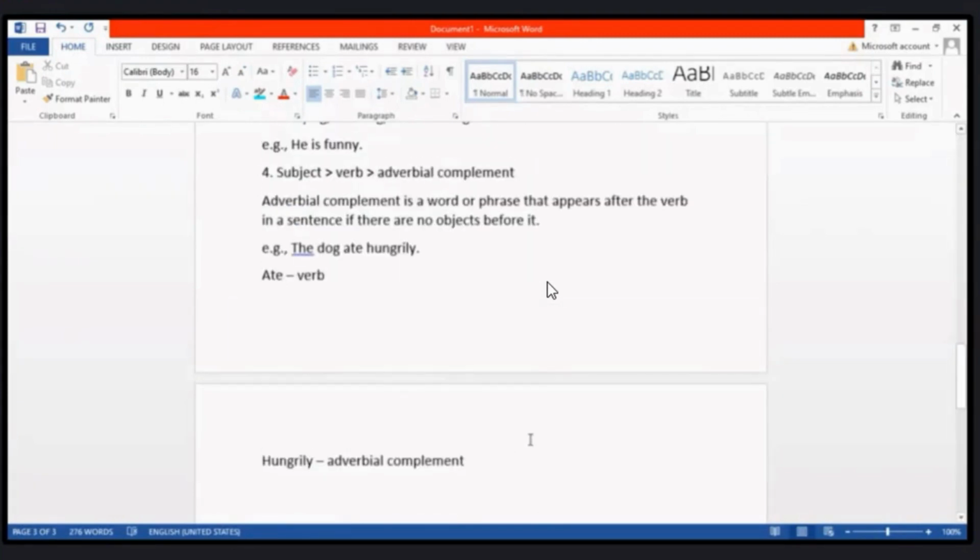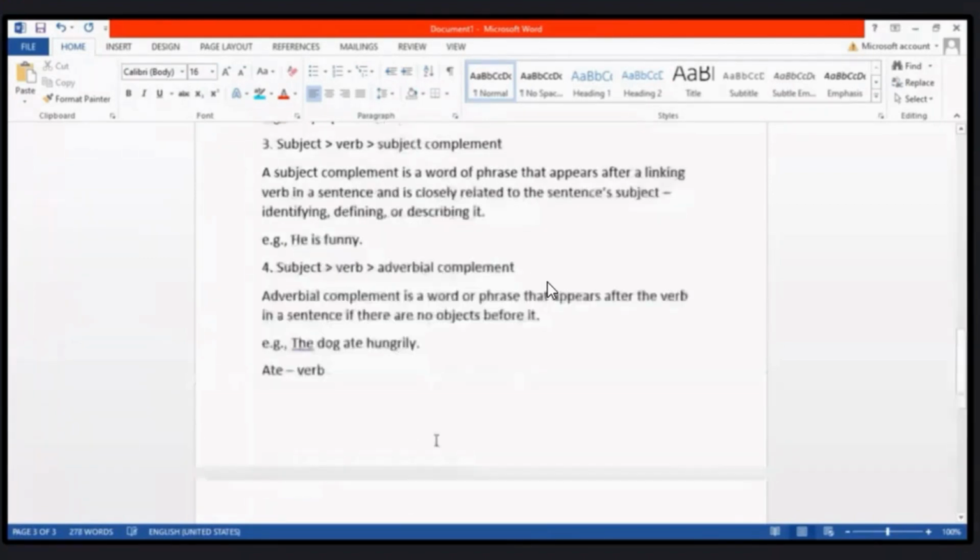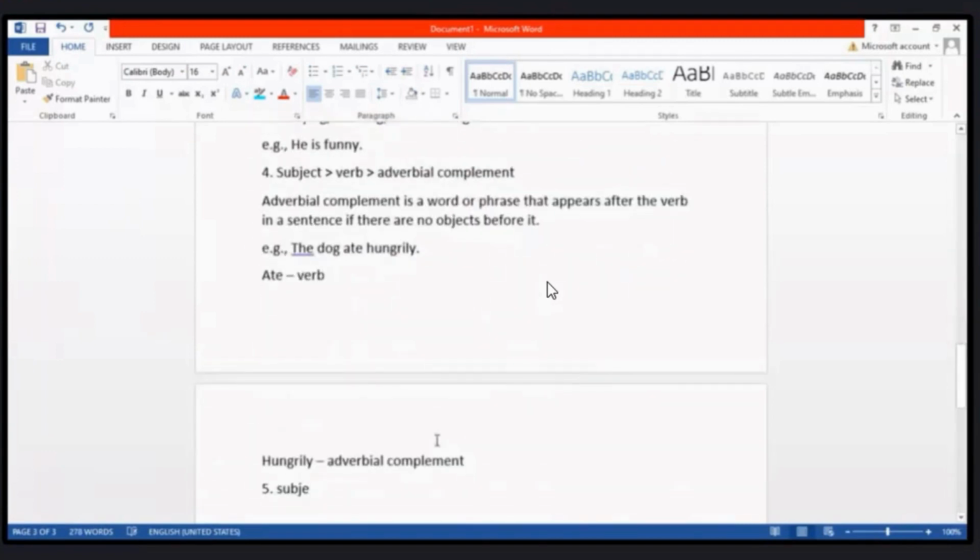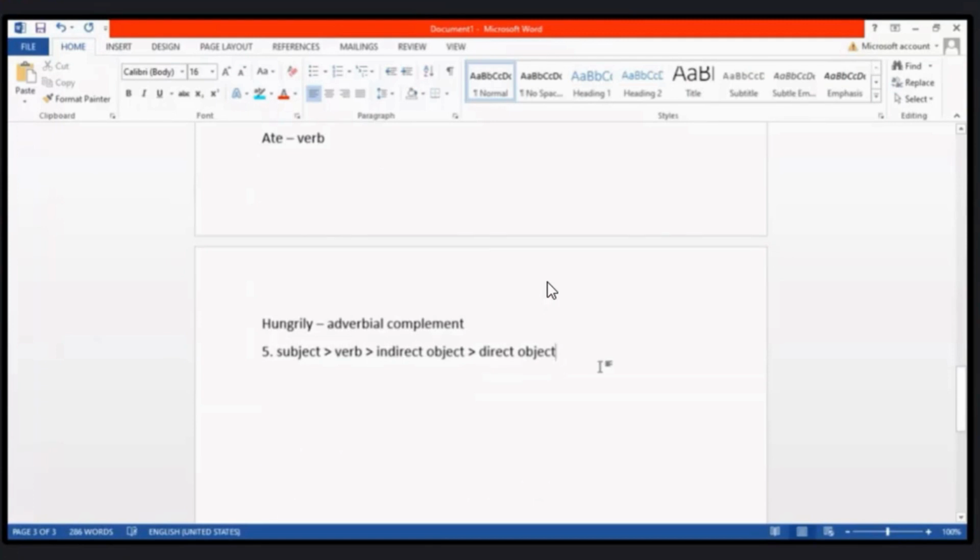Now let's go to the fifth type. In the fifth type, we have subject, verb, indirect object, and direct object. This is the fifth type of syntactic pattern. Subject followed by the verb, then the indirect object followed by the direct object.